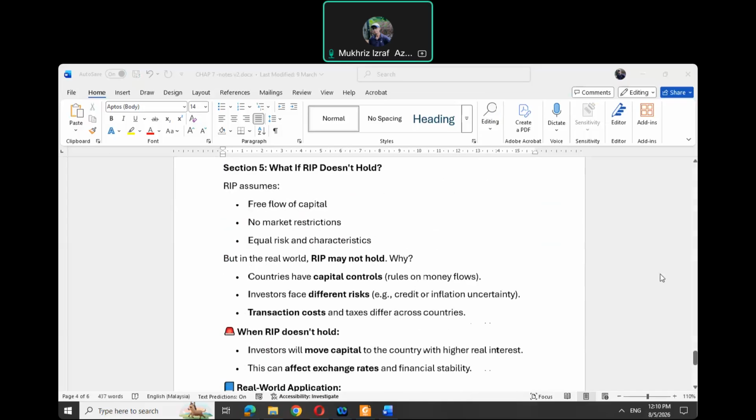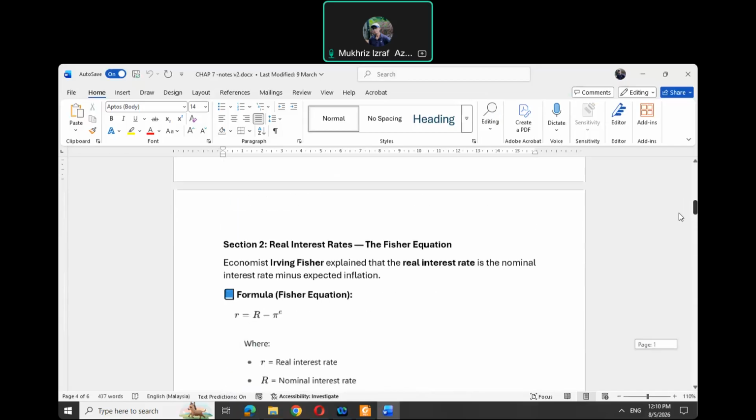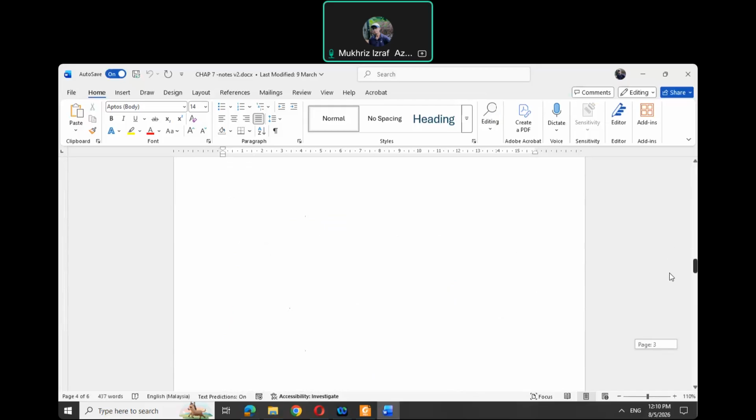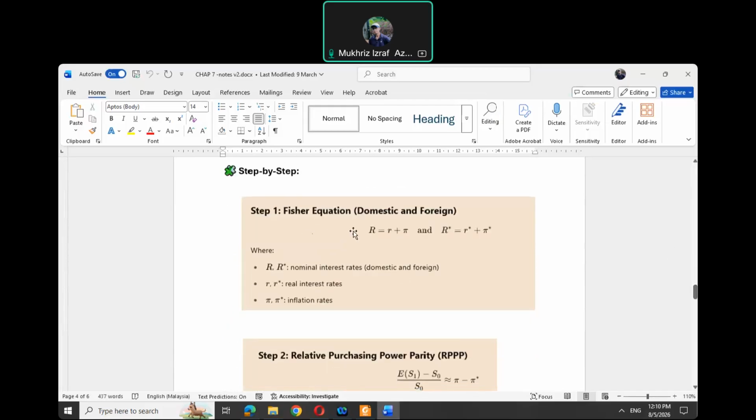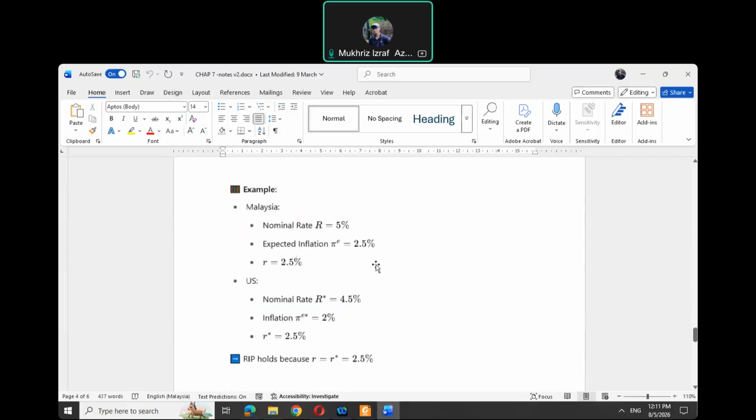Okay, so chapter 7 is quite short, but even though it is very short, students actually struggle to get this part right, meaning how to develop the Fisher equation methodology from the first step until the last step, and to prove that the real interest rates between two countries equalize. So this is in terms of the derivation of the formula. Another part is the application part, to prove that the real interest parity holds between two countries.